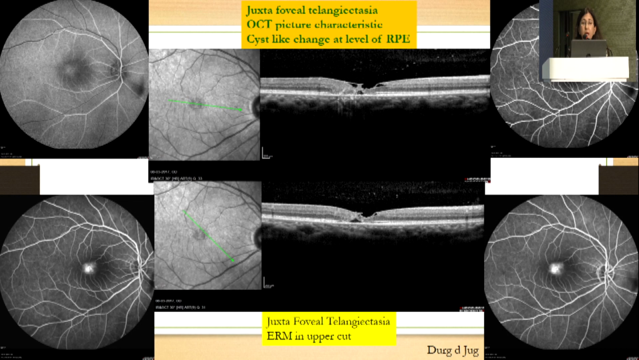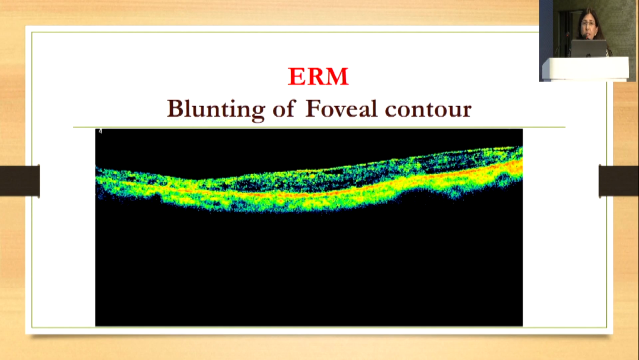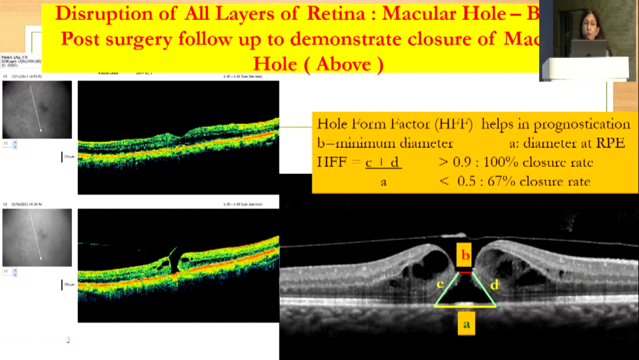Juxtafoveal telangiectasia, another macular degeneration. You will get similar hyporeflective spaces, but like I mentioned earlier, these are atrophic spaces and not really fluid per se. So just mentioning briefly OCT pictures in some common diseases, ERM causing blunting of the foveal contour.